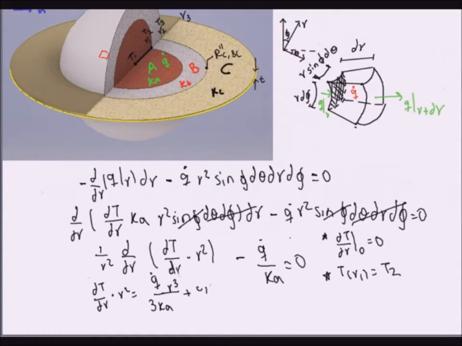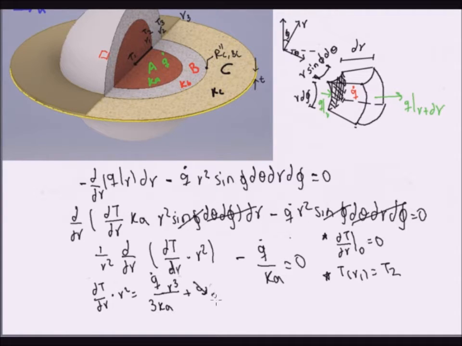And so to solve for C1, we need to evaluate this first boundary condition. So we know that when r equals 0, C1 has to be 0, because if r is equal to 0, notice this goes to 0, this goes to 0, and C1 must be 0 to keep this equation true.